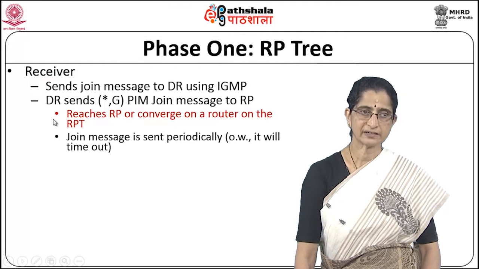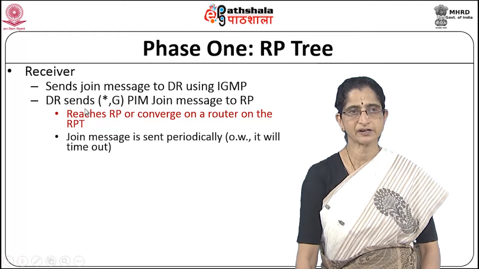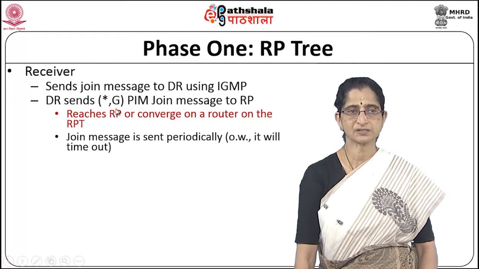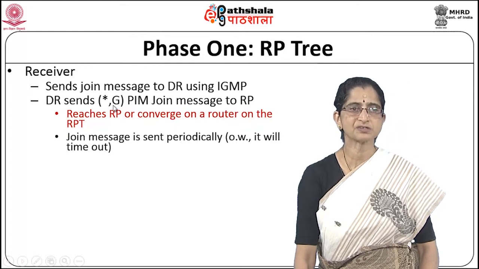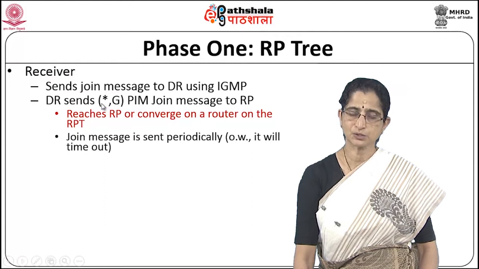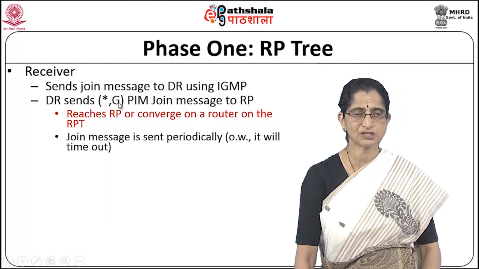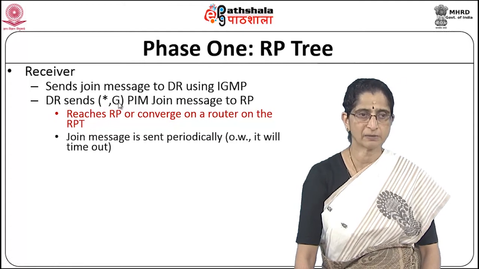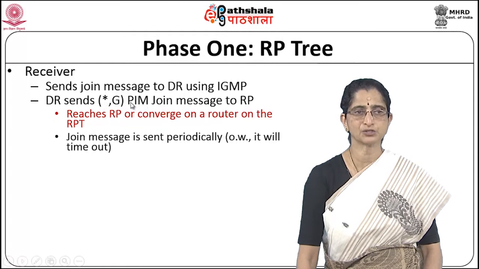Now the DR then is part of the PIM protocol. So the DR, the designated router, will now send a *,G PIM join message saying that whoever be the source, it is interested in joining this group. The star here essentially refers to the fact that the source is wildcarded. Anybody could be the source, but as long as the destination address is the group address, the multicast group address G, then the DR is interested in joining that particular group.